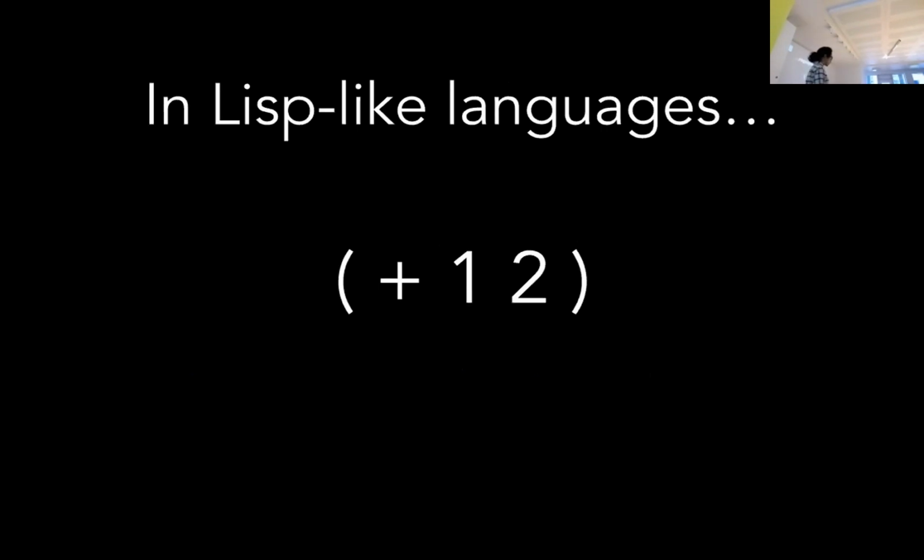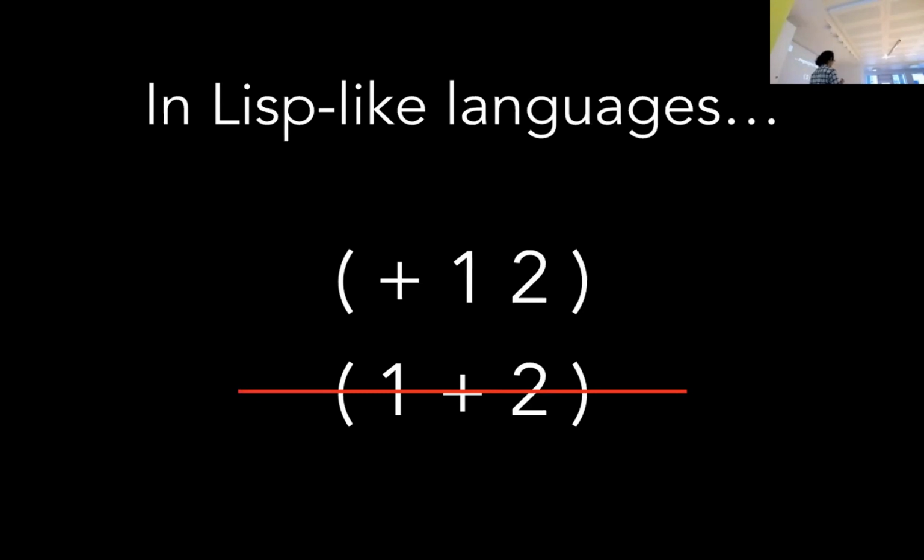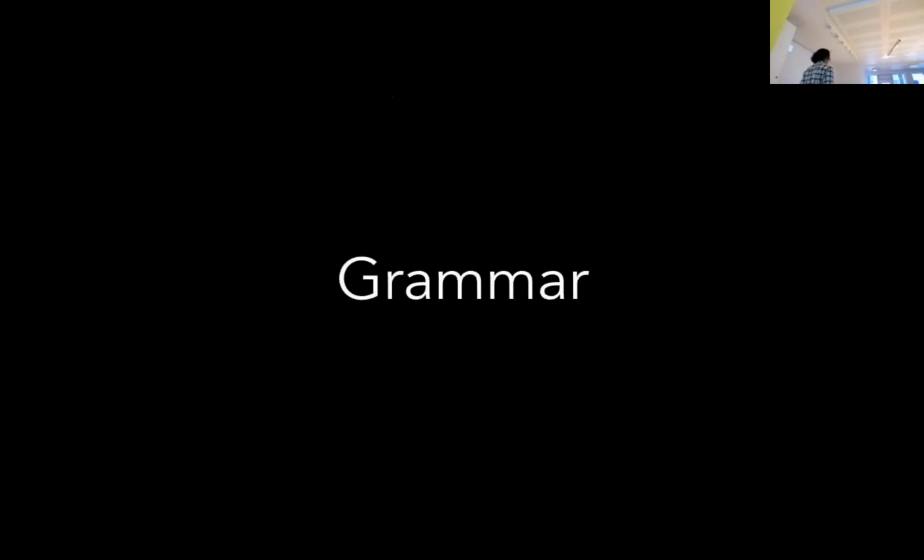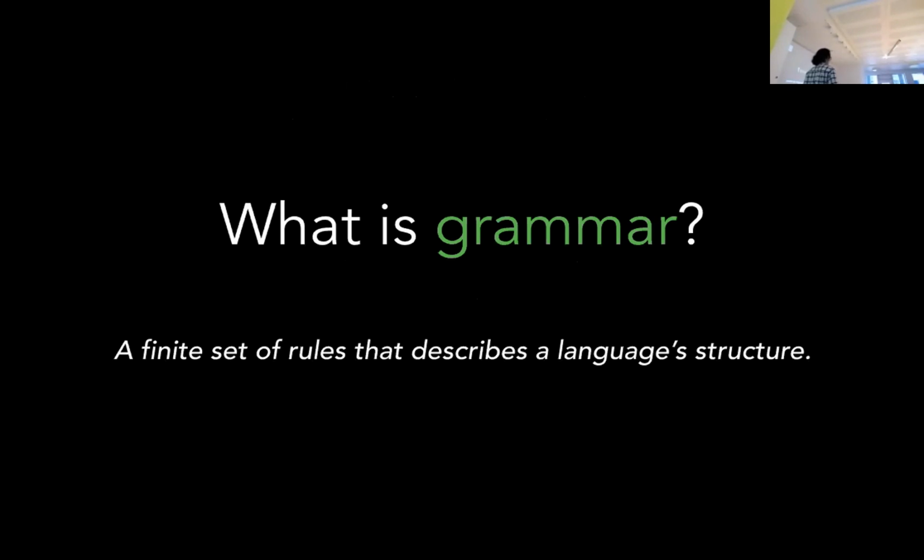And in Lisp-like languages, the syntax is that you have a left paren, an operation, and a list of expressions, and then a right parenthesis. And that is considered a valid Lisp statement, whereas this would not be valid. And who gets to decide these things, like what makes a syntax incorrect and correct? Well, first of all, let's talk about what describes it. This syntax is grammar. Grammar is a finite set of rules that describes a language's structure. So it describes what's correct.